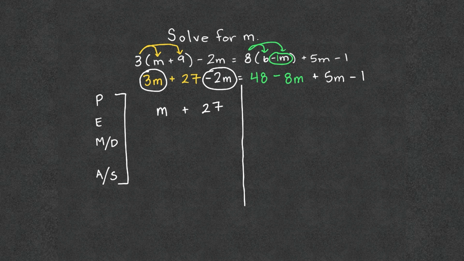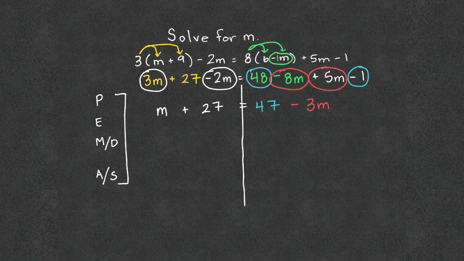Now I look on the other side. I have 48, and I have minus 1. So 48 minus 1 is going to give me 47. Then I have minus 8m plus 5m, so negative 8m plus 5m is going to leave me with a negative 3m. So these two sides are equal. We've simplified. Now we can solve.